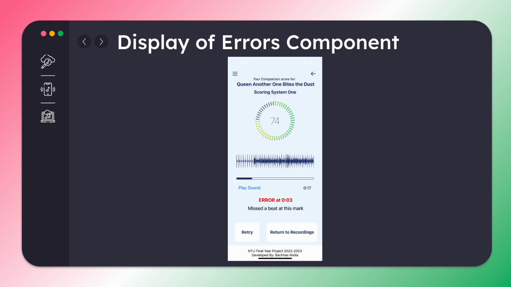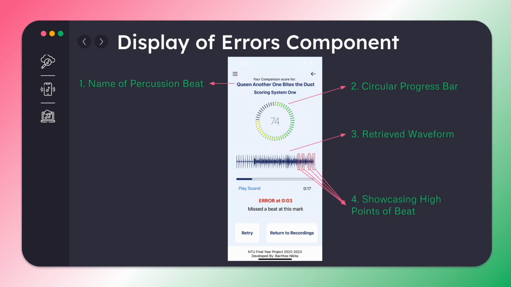For this display, the name of the percussion beat and the imitation score in a circular progress bar is displayed at the top. A waveform of the original percussion beat is retrieved to showcase to users where the high points of the beat are. High points are generally the points where the user is supposed to tap the left or right circular button. Below the waveform, a music bar is presented for users to see the progress of the percussion beat as it is played.